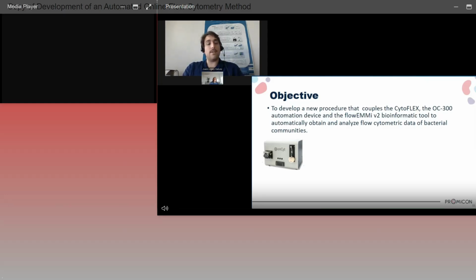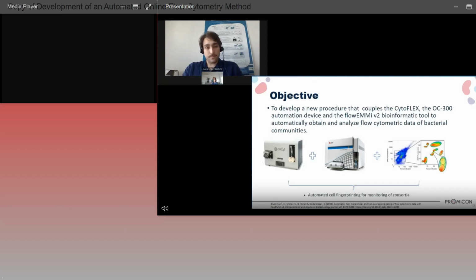We have the onCyt device, which samples and pre-treats the bacterial community. Then, after the sample is treated, it is sent to the flow cytometer to be measured, and after this, the data is automatically evaluated by the FlowMe bioinformatic tool. And this all comes together to have an automated cell fingerprinting for monitoring of consortia.